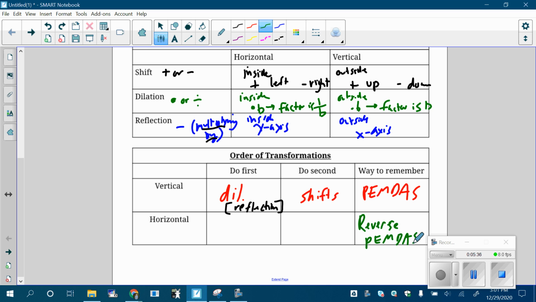Why is it reverse? Well, it's related to the same reason that all of the horizontal transformations individually work backwards. Okay, so you might remember that the plus actually moves it left. The times by B is actually 1 over B. They work backwards. And since they individually work backwards, you also do them in a backwards order. You do them in a reverse order. You do reverse PEMDAS. So you do the shift first, and then you do the dilation. And remember, when you do the dilation, that's when you also do the reflections.